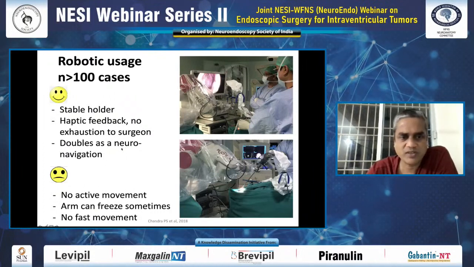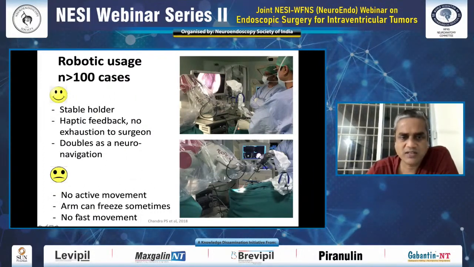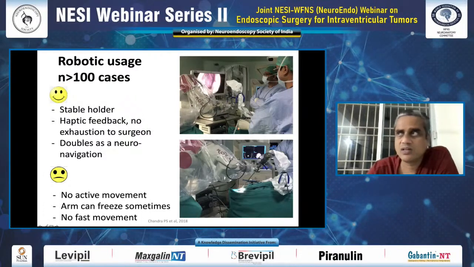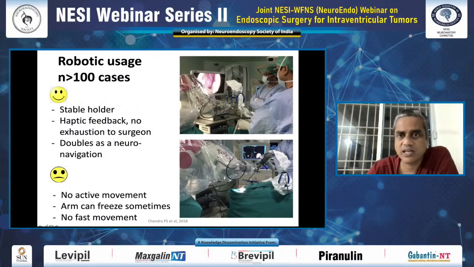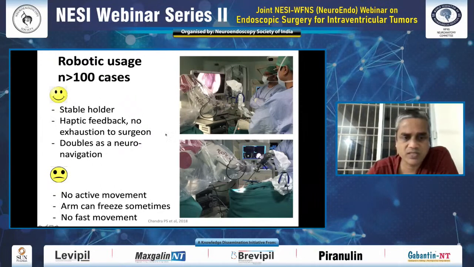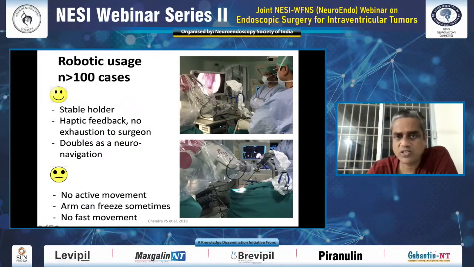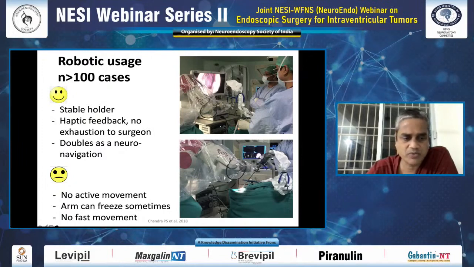It also doubles as a neuronavigation. But there are disadvantages, obviously: it's very expensive, so unless you are using it for all the other indications, nobody would like to invest in it. And sometimes the arms can freeze and there is no fast movement. So this could be an issue sometimes.